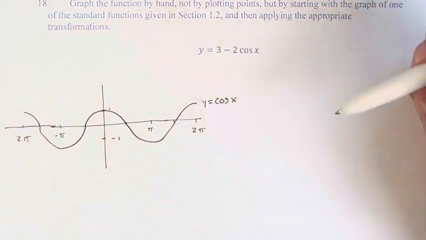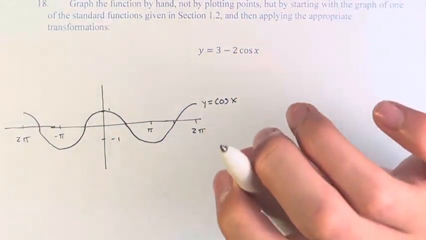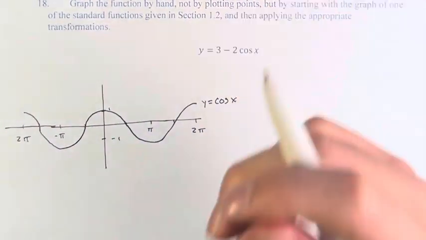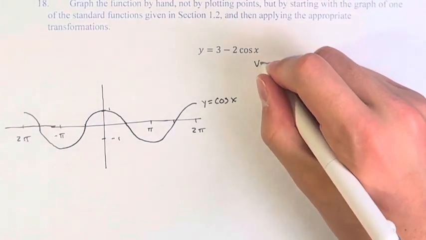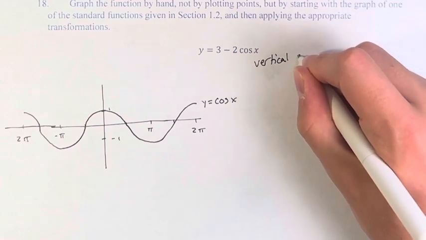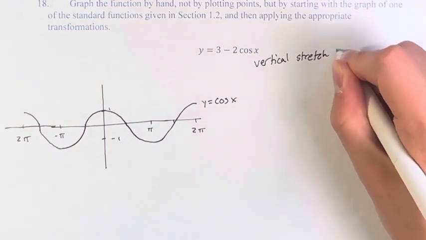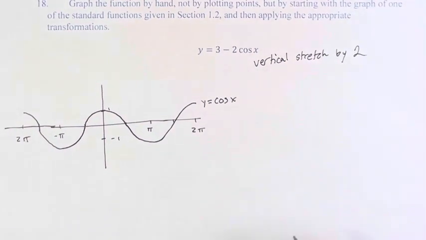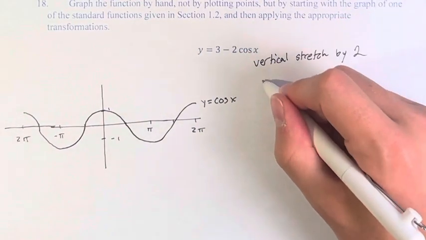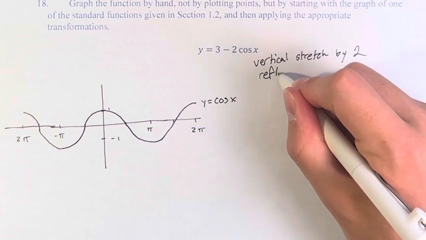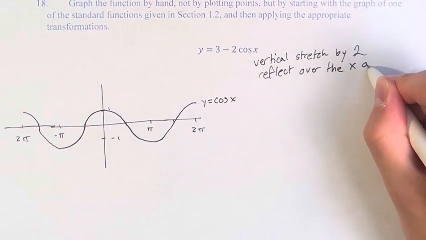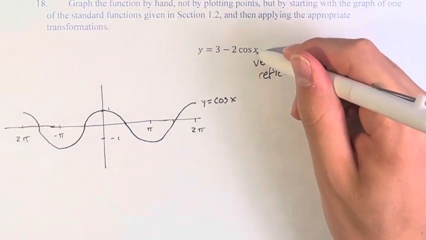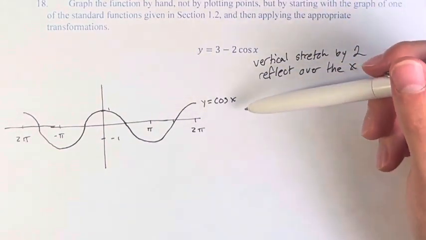So we have three transformations here. The first is that we have a 2 coefficient on the function. Therefore, we have a vertical stretch by a factor of 2. Then, we notice that there's a negative sign on that 2, so we have to reflect over the x-axis. If it was cosine of negative x, then we would be reflecting over the y-axis.